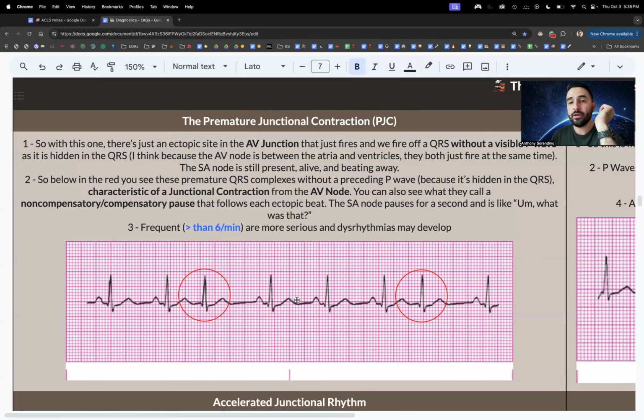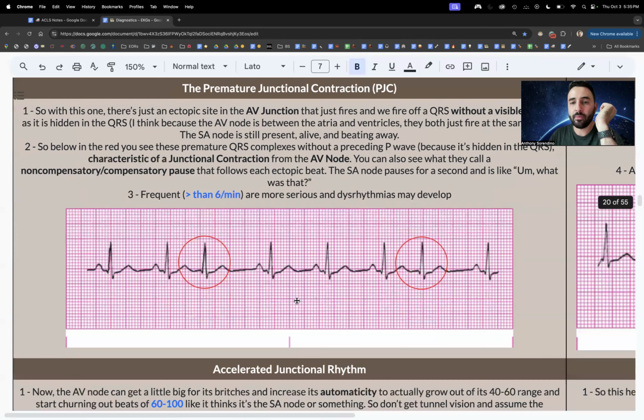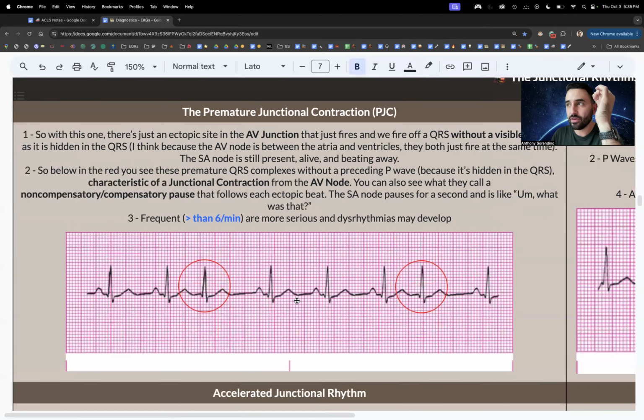Once we talk about ventricular rhythms, I'm not going to go all the way up, but when you see things like V-fib and V-tach, the QRS is very wide because the electrical stimulus is coming from the ventricles, which takes a while to travel up the heart.